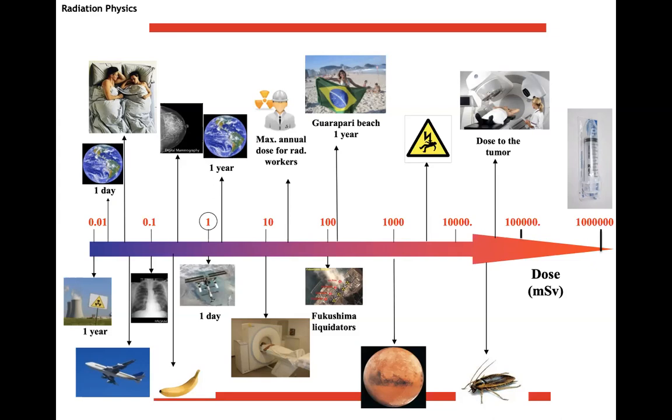And finally, if you are a virus or a bacteria, it's much more difficult to kill you. If you want to sterilize a syringe with radiation, you have to give a much higher dose, which is actually done. The plastic syringes you have probably seen are actually sterilized with radiation. So you see, it's a very broad range. Any questions so far?